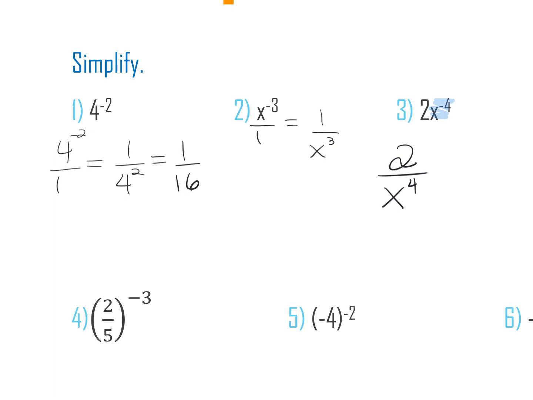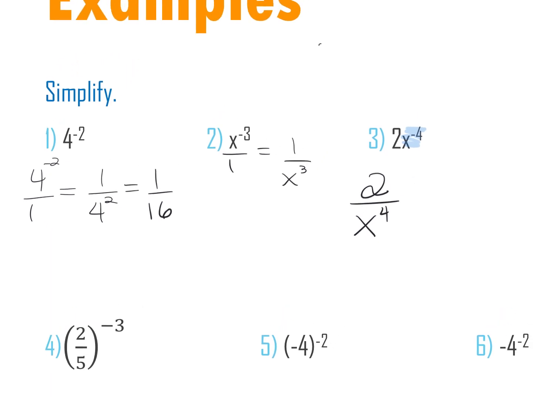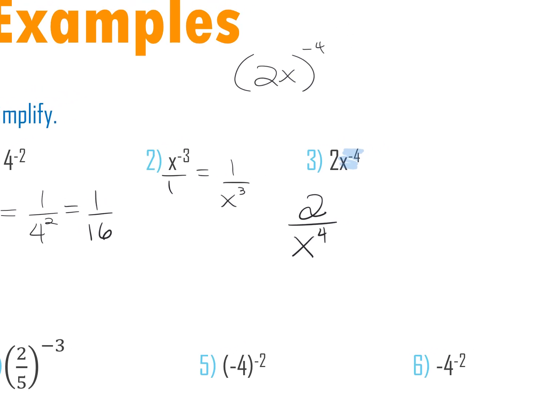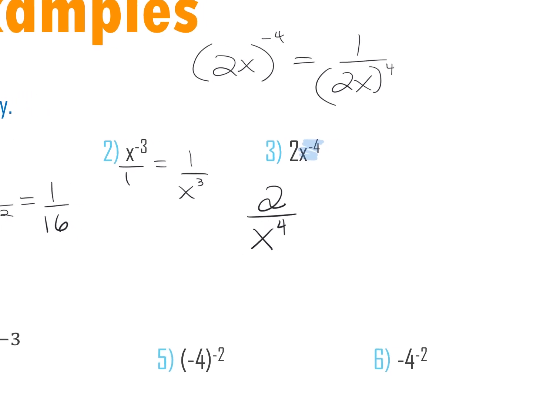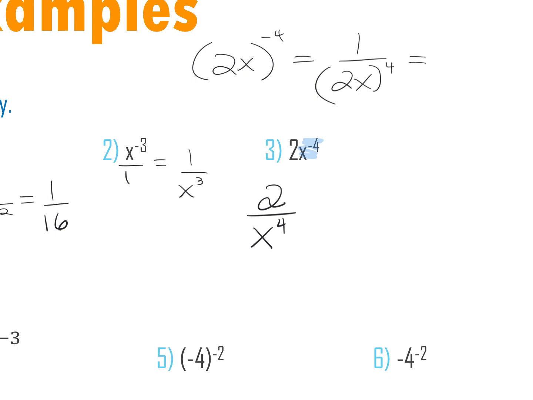If this question would have been 2x in parentheses and then raise that whole quantity to the -4, then the whole thing would have moved to the bottom. But because there was no parentheses, that -4 exponent was only on the x. And then here you would have to take this a step further and actually do 2 to the 4th power, which is 16, x to the 4th, with a 1 on top.